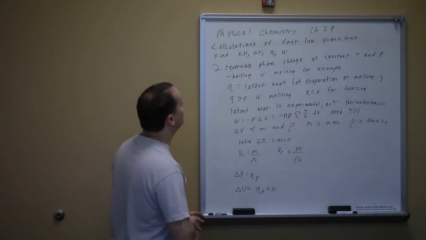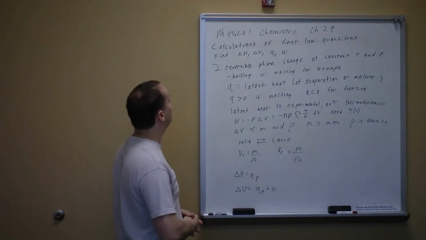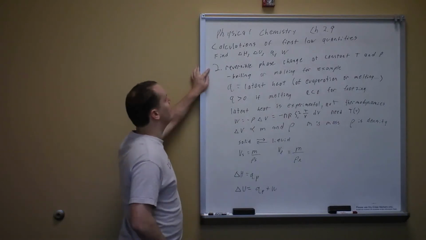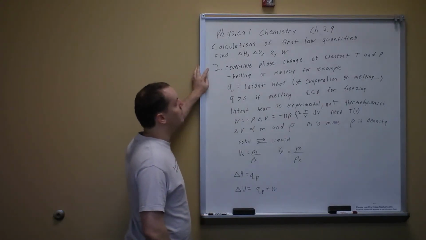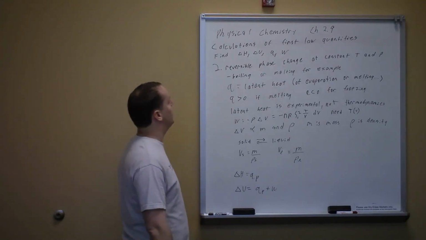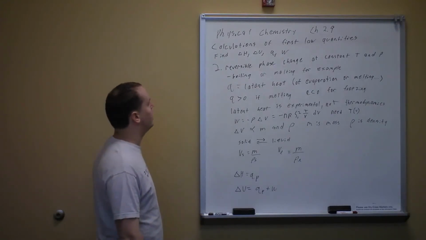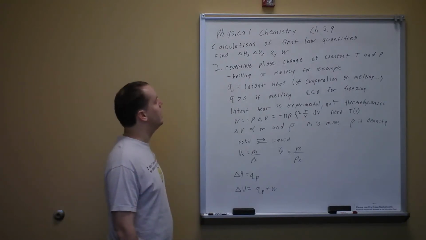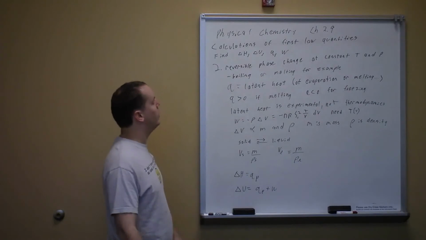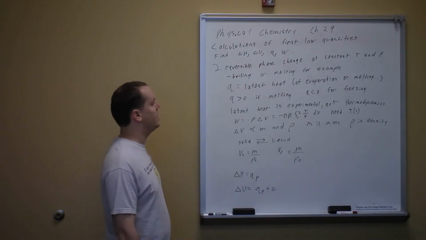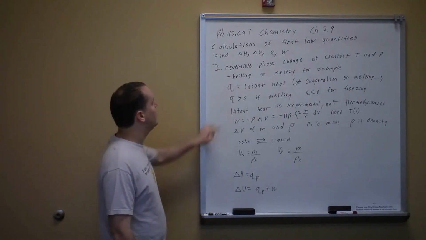Okay, continuing on, chapter 2 of physical chemistry, we're in chapter 2.9 now. We're calculating first law quantities of different processes. Now we're going to talk about a reversible phase change, which happens at both constant temperature and constant pressure. Examples of this would be boiling, melting, freezing, etc. Now the energy going in is called the latent heat. For example, if you're boiling it, you might call it the latent heat of evaporation, or if you're melting it, you call it the latent heat of melting, etc.